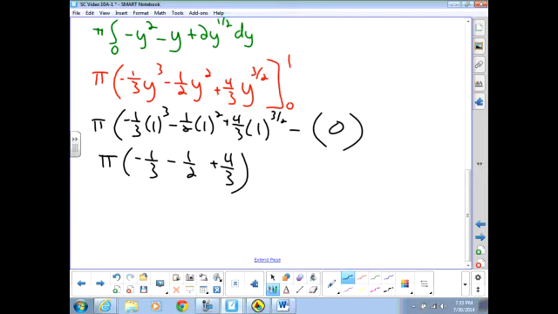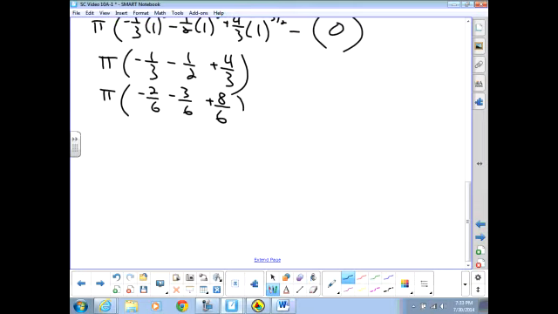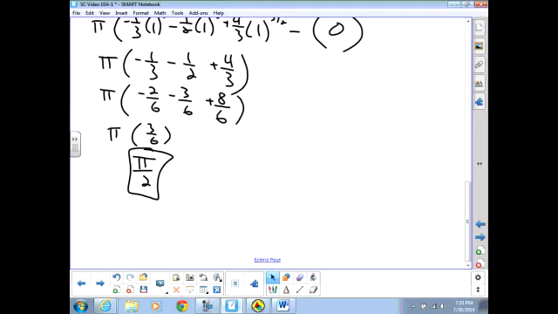And we've just got to try and bring that all together. 6 would be our common denominator. So we have minus 2/6 minus 3/6 plus 8/6. That'll end up giving us 3/6, which is just 1/2, so we'll get pi over 2. So what that's saying is our volume of our solid when we rotate it around x equals negative 1 will be pi over 2.